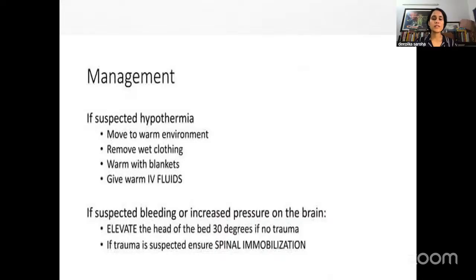If hypothermia is suspected, make a warm environment by applying radiant warmers, remove wet clothing if there is any, use warm blankets, and give warm IV fluids. If bleeding or increased pressure is suspected, then there is a set protocol of elevating the head at just 30 degrees, not more than that. Then if there is trauma, think about spinal immobilization first.